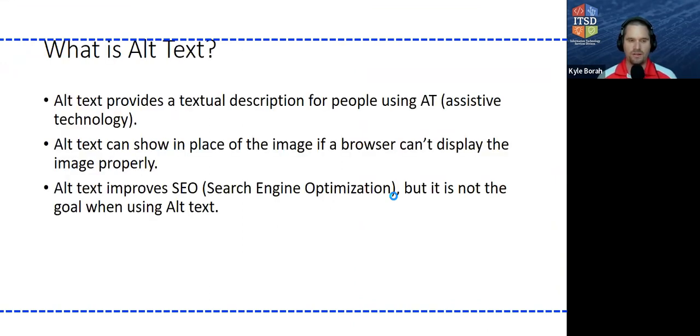So what is alt text? Alt text is a textual, usually short description of a visual element on the screen, usually images, for blind people and other people that may or may not be able to see your image for whatever reason. We'll get more into that in a little bit, but that's the main thing, is basically a video image description.